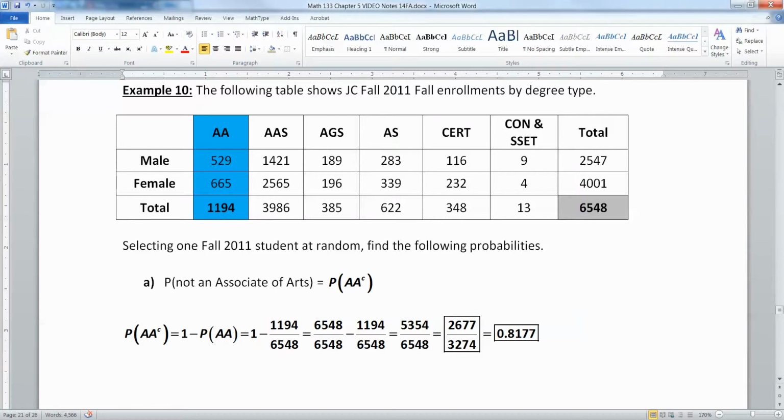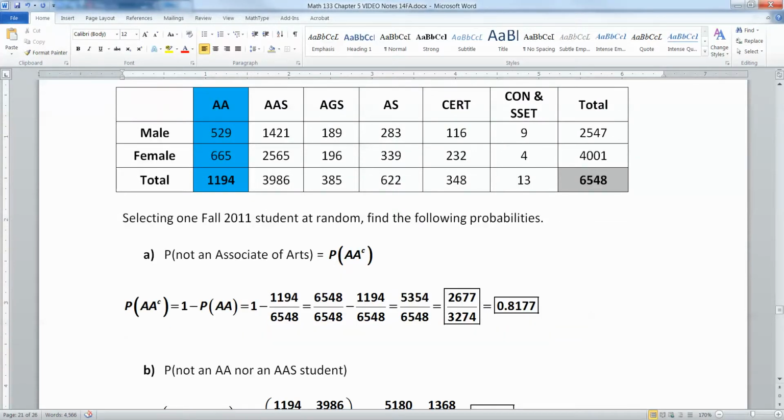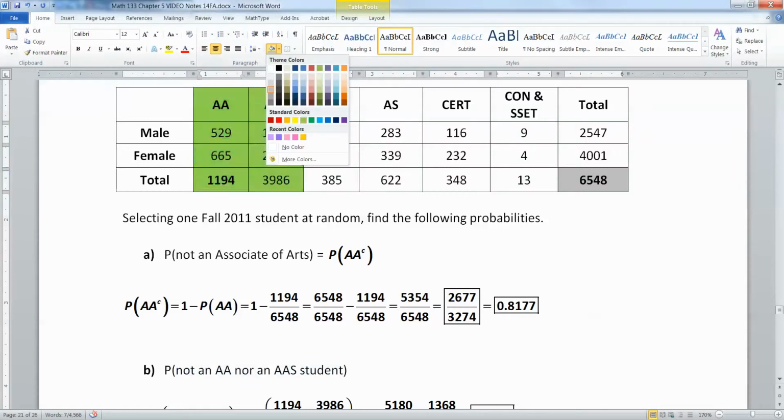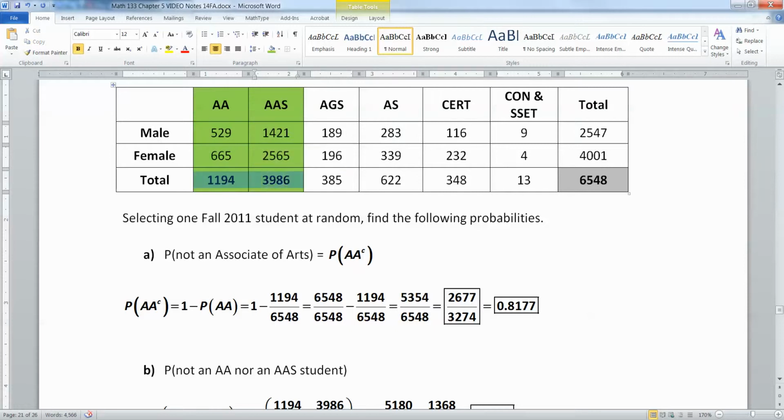All right, now let's go on and make it a little bit trickier. Suppose I don't want an AA nor an AAS student. So that's both of these columns put together. So let me kind of make them green or something. All right, so that's these two numbers here. So if I don't want either one of these, well, you could add up these four, I know, but we're trying to use the complement rule here.